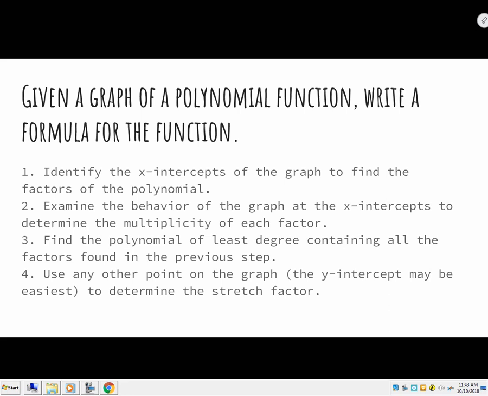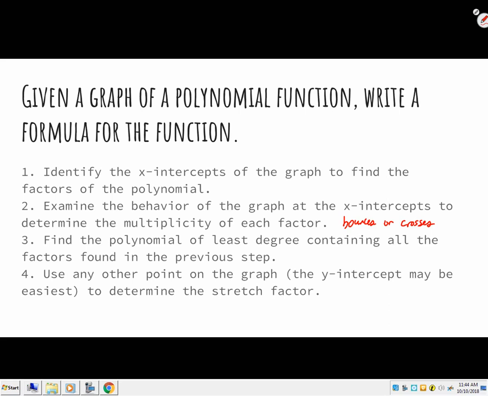Next, it says examine the behavior of the graph at the x-intercepts. I don't think I'm going to give you anything that snakes just yet, so I'm just interested in whether something bounces or crosses the x-axis, and then putting the correct multiplicity on that 0. From there, I'm just wanting to use any other point, and I'm going to try to make the problems look like what we have seen so far today.